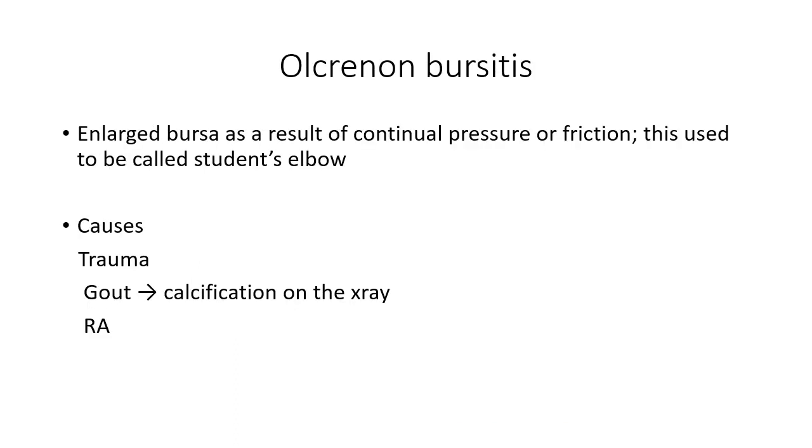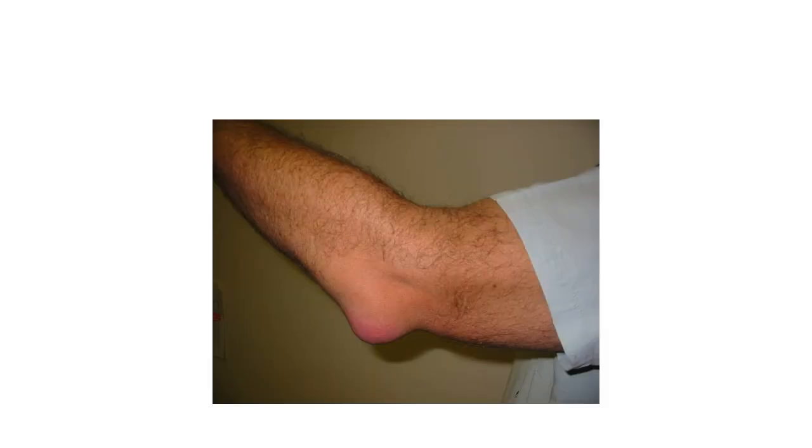Olecranon bursitis is an enlarged bursa as a result of continual pressure or friction. This used to be called student's elbow. The causes are trauma, gout, and rheumatoid arthritis. In gout, we will see calcification on the X-ray. A chronically enlarged bursa may need to be excised. However, wound healing can be a problem.